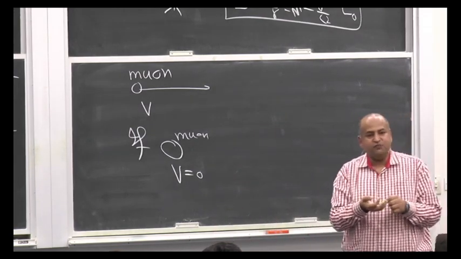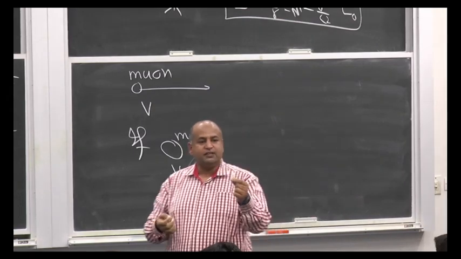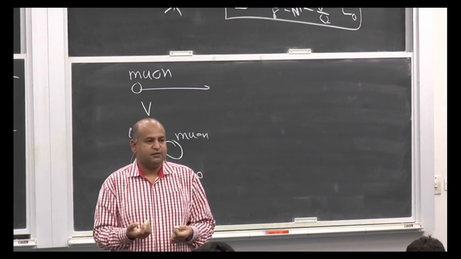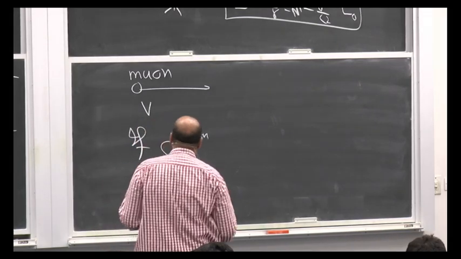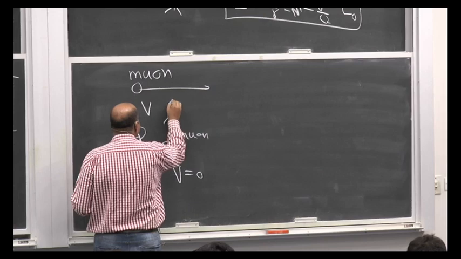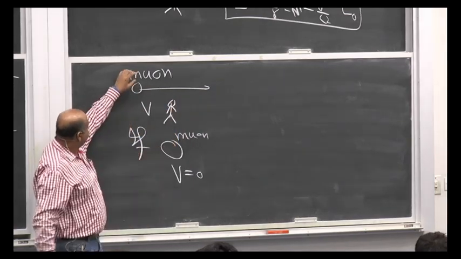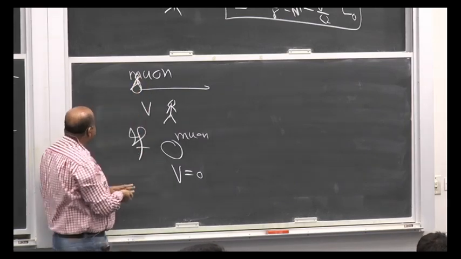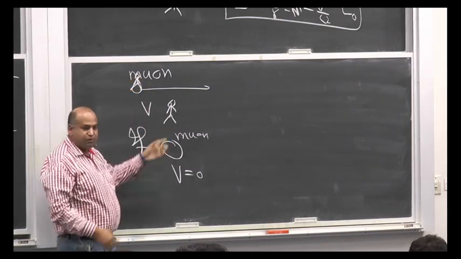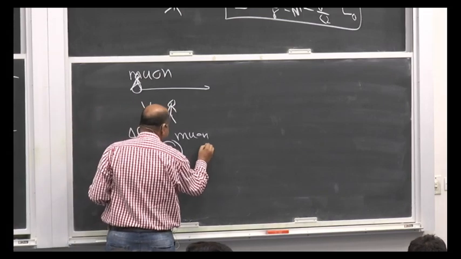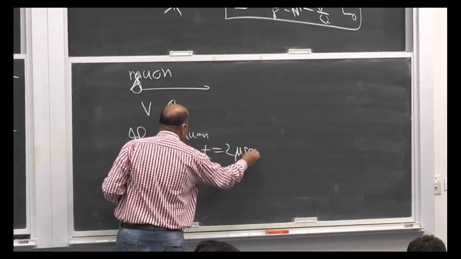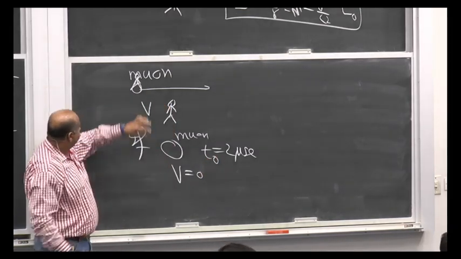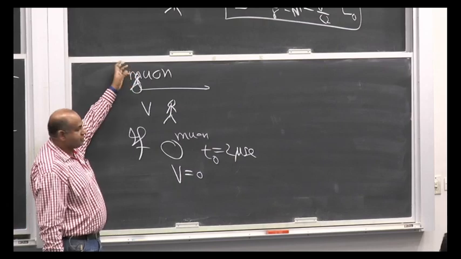For a frame in which this mu 1 is stationary, its lifetime is going to be the same. It's still 2 microseconds. But for an observer who's standing here, the lifetime would be different than for an observer who is sitting here. For an observer sitting on top of mu 1, it's about 2 microseconds. And is this proper time or not? Yes. Proper time. Good.